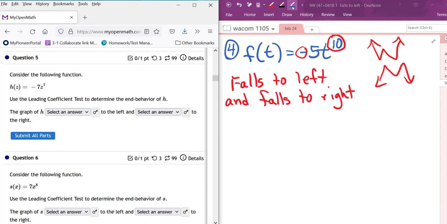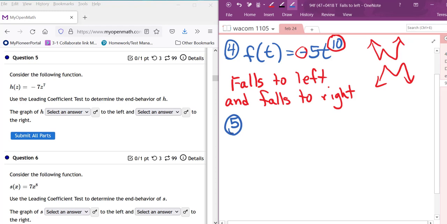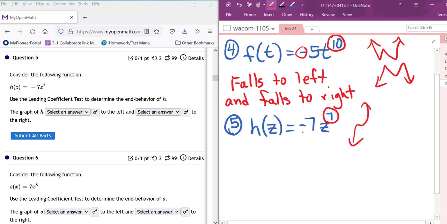And I did pick 5. Same kind of question, but this one is one with odd. So we'll do one. Right, so we have h of z equals -7z to the 7th. And our exponent there is odd, so that would make a cube. But our leading coefficient is negative, so that's going to make it turn upside down. So it's going to go like this. And to answer, you're going to say it rises to the left and it falls to the right.